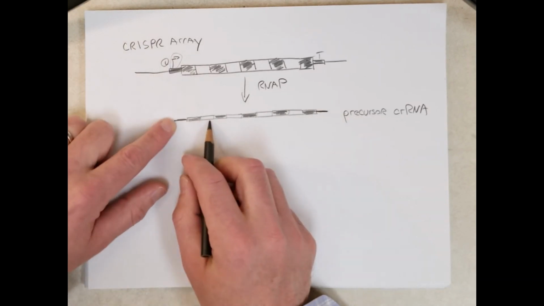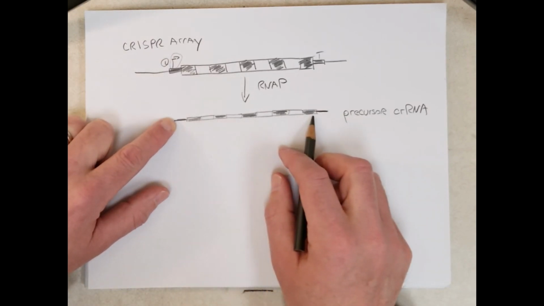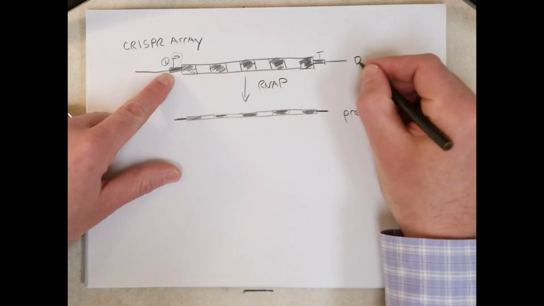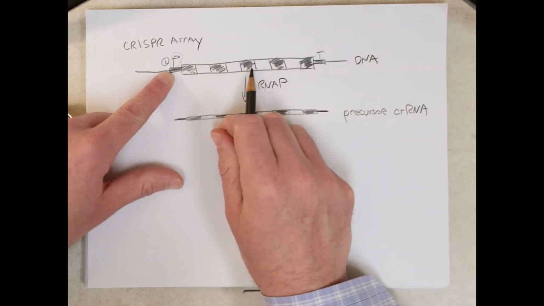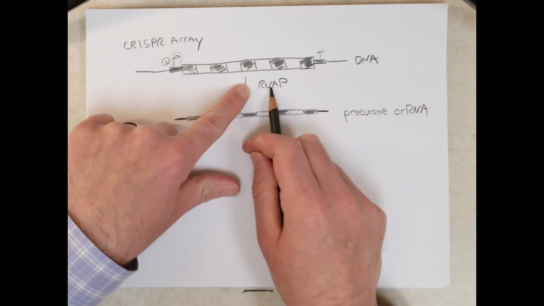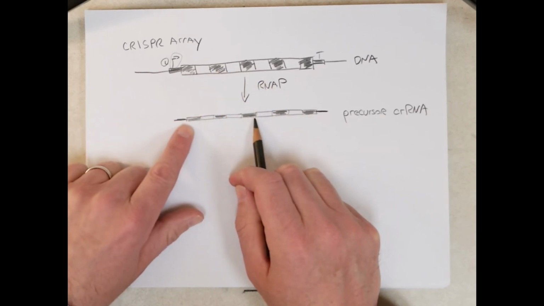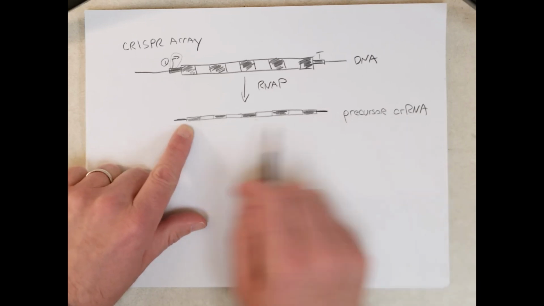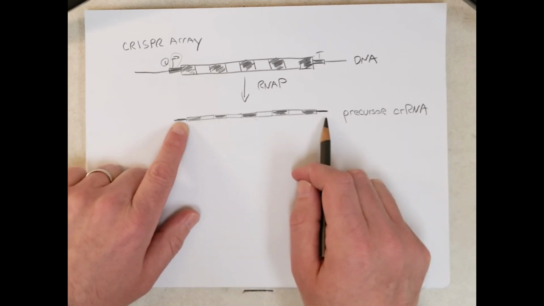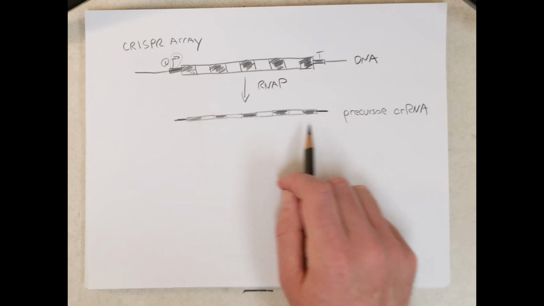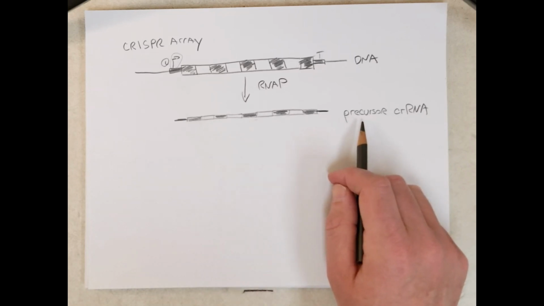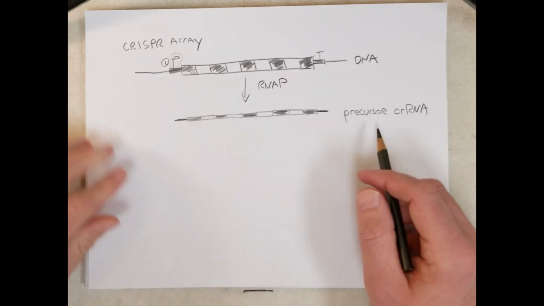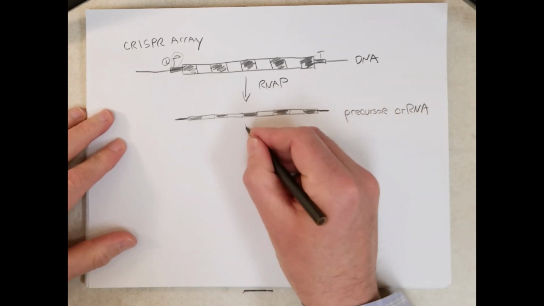Okay, so this is an RNA, a single-stranded RNA molecule, right? So this is DNA in the bacterial chromosome. RNA polymerase transcribes the DNA. We get a single-stranded RNA molecule called the precursor RNA. This is not translated into a protein. This is a non-coding RNA. It doesn't code for any proteins, so no ribosomes are going to bind to it.